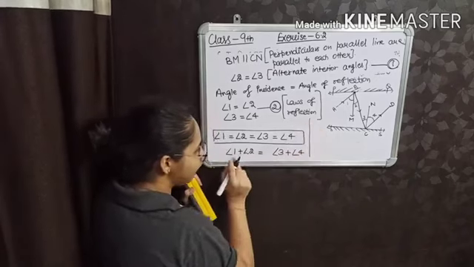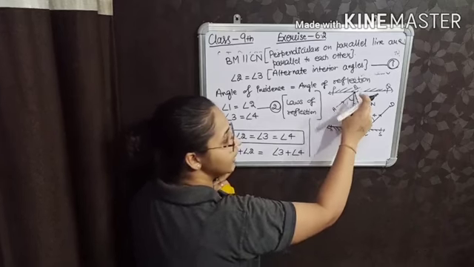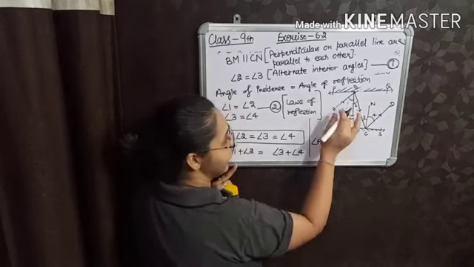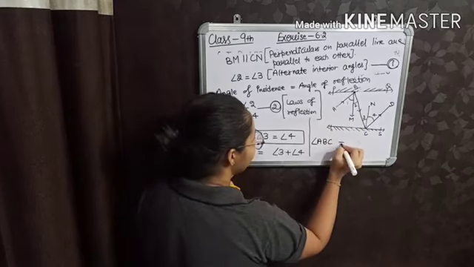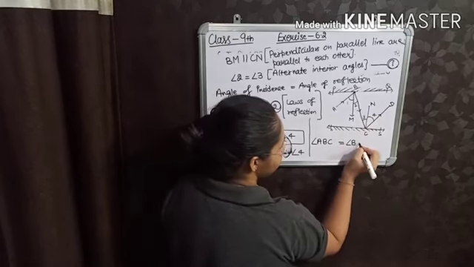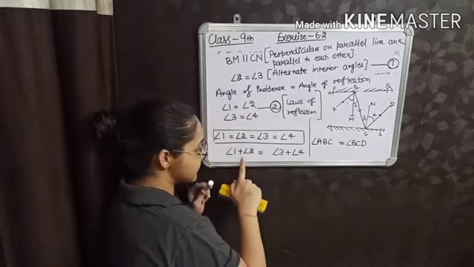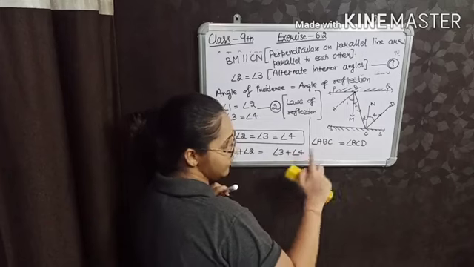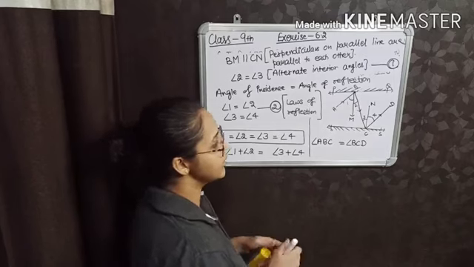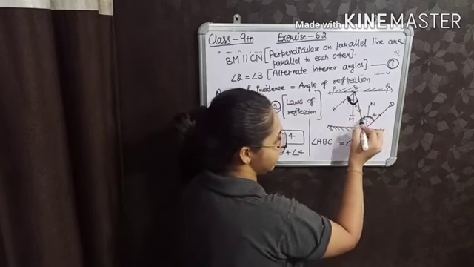Now, what is angle 1 plus angle 2? Angle 1 plus angle 2 is equal to angle ABC. In place of angle 1 plus angle 2, I am writing ABC. Similarly, in place of angle 3 plus angle 4, I am writing angle BCD. Now see very carefully. Where is angle ABC? ABC is this complete angle, and BCD is this complete angle.